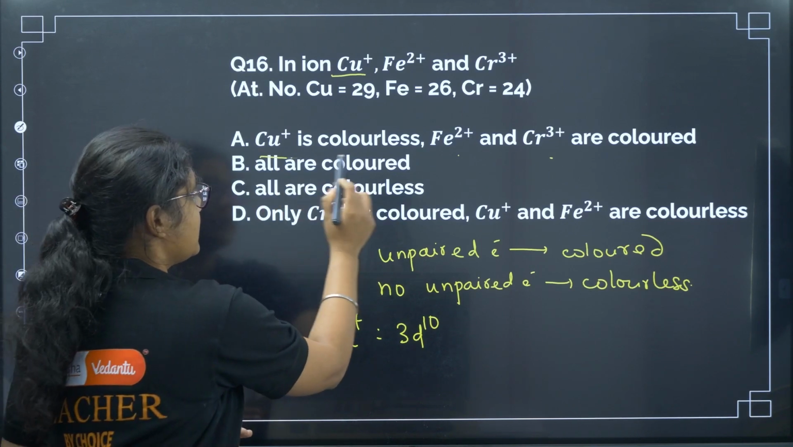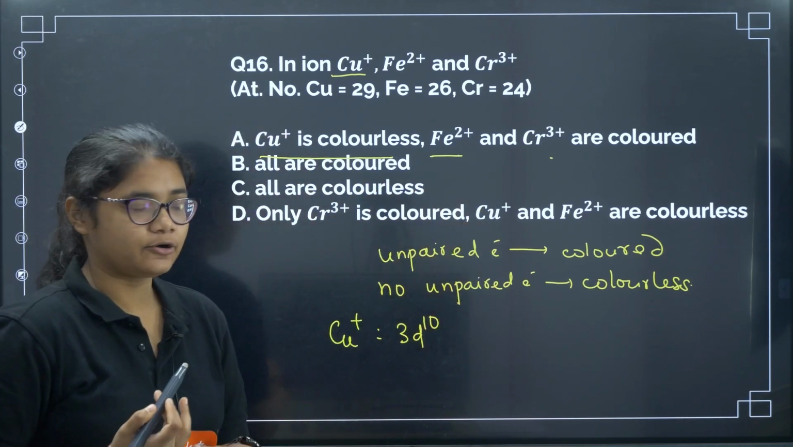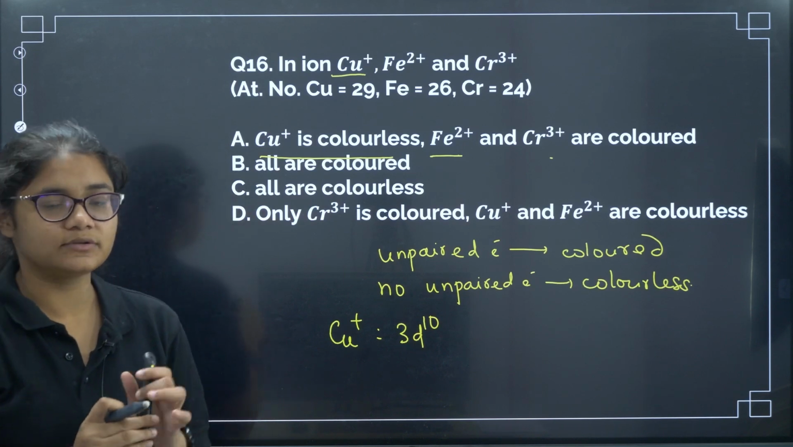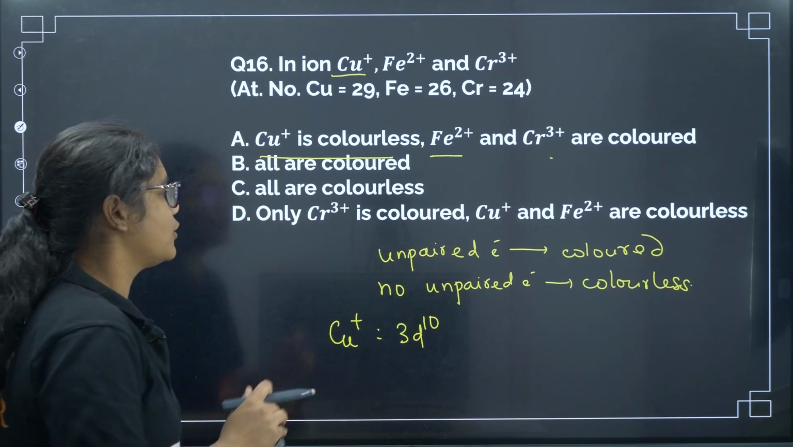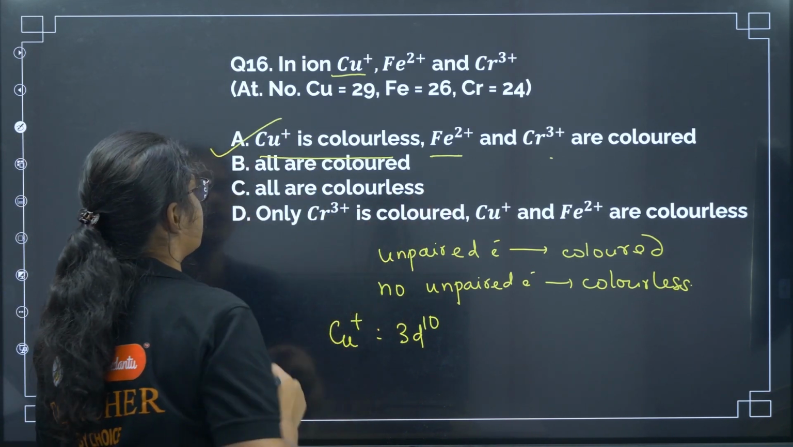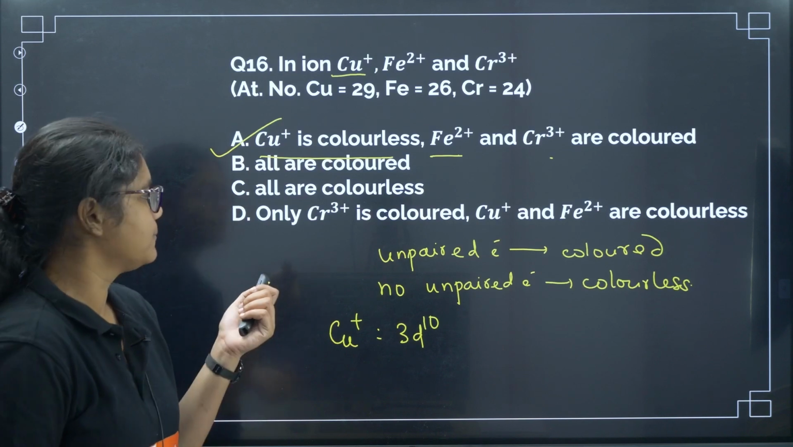So that is correct. Fe2+ has unpaired electrons, Cr3+ has unpaired electrons, so these compounds will be colored. So the correct answer will be option number A.